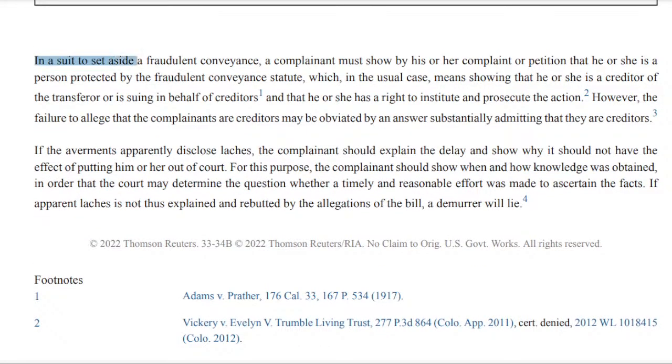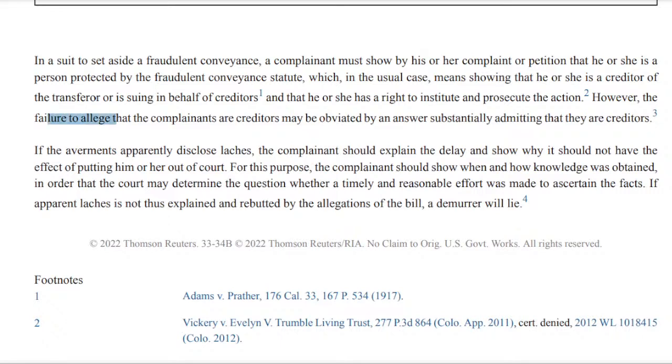In a suit to set aside a fraudulent conveyance, a complainant must show by his or her complaint or petition that he or she is a person protected by the fraudulent conveyance statute, which, in the usual case, means showing that he or she is a creditor of the transferor or is suing on behalf of creditors, and that he or she has a right to institute and prosecute the action.